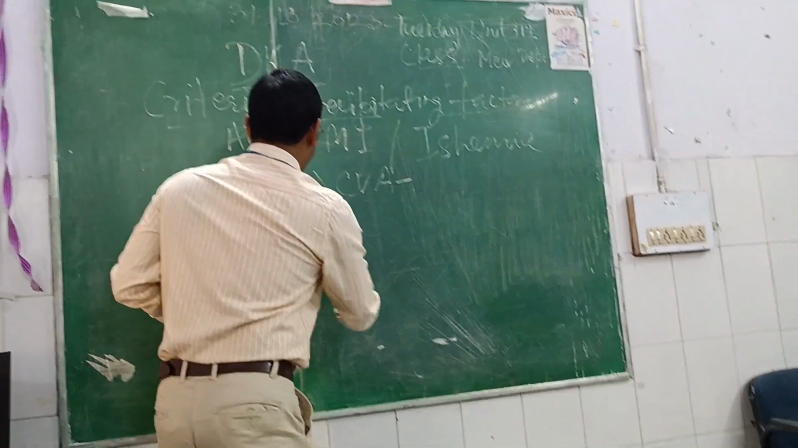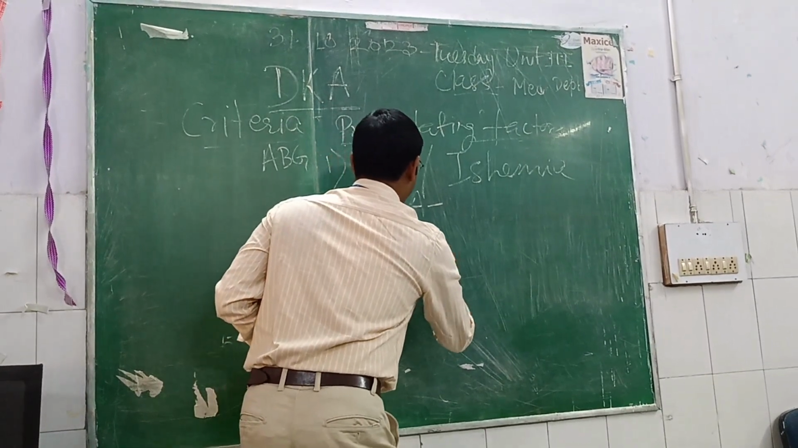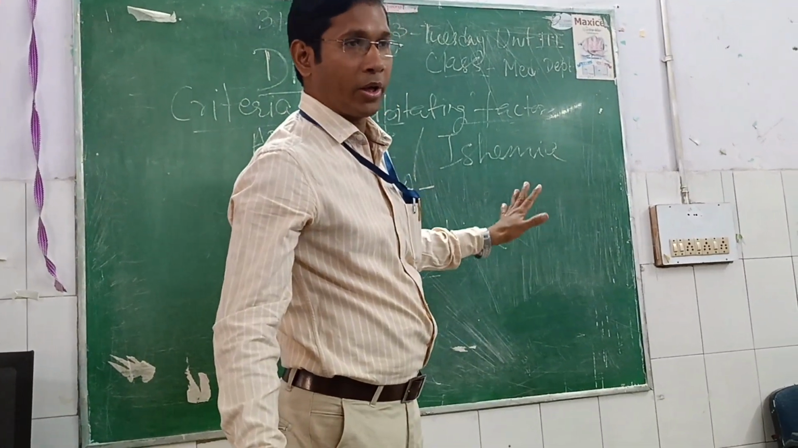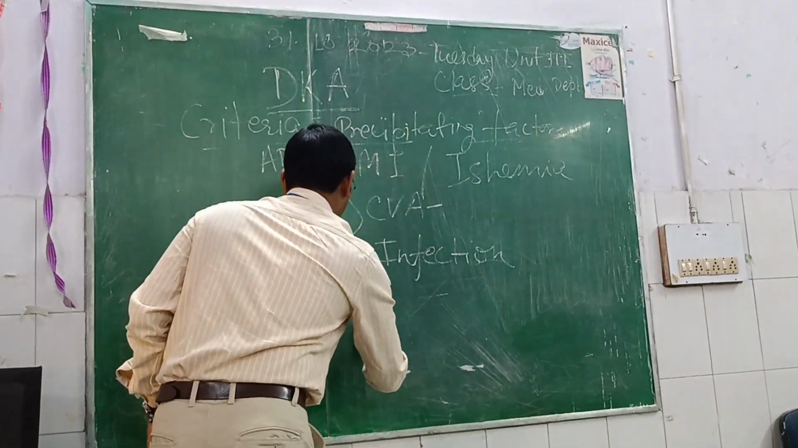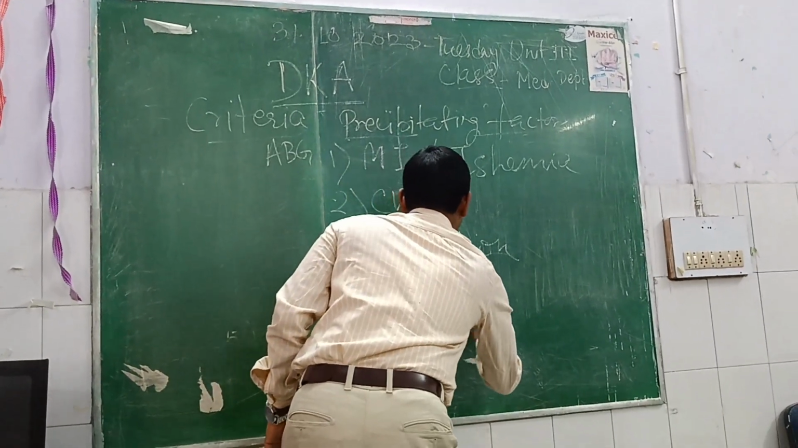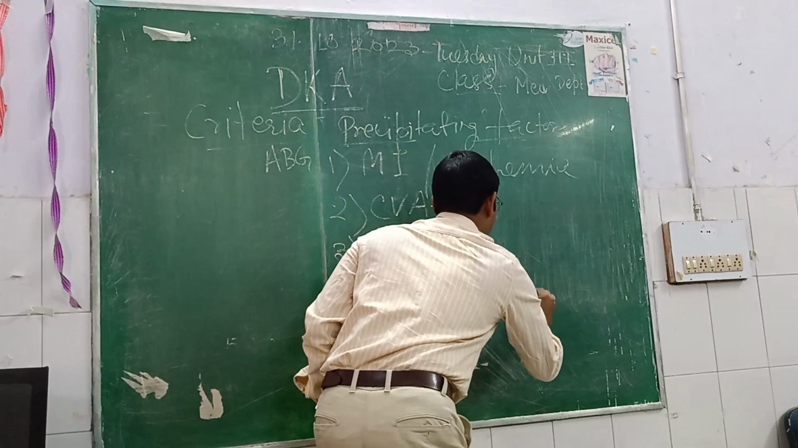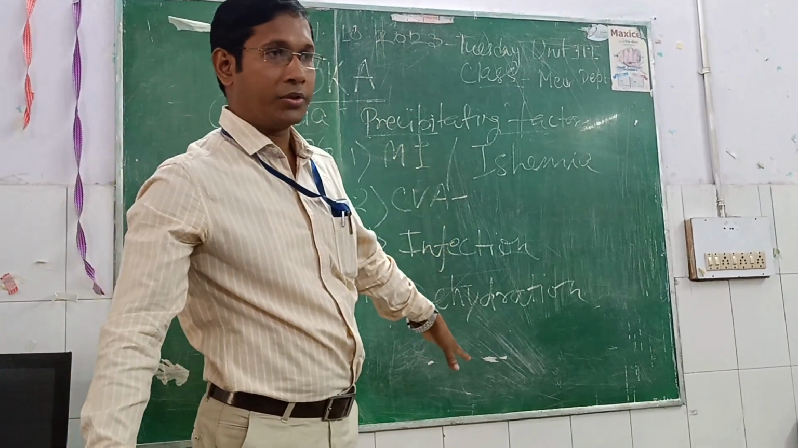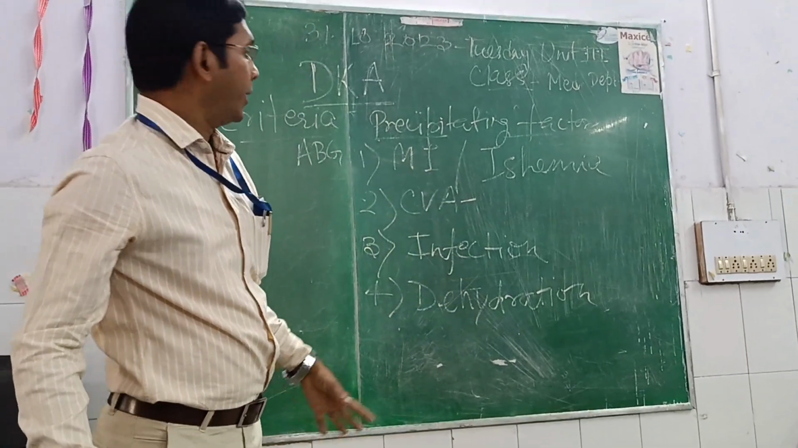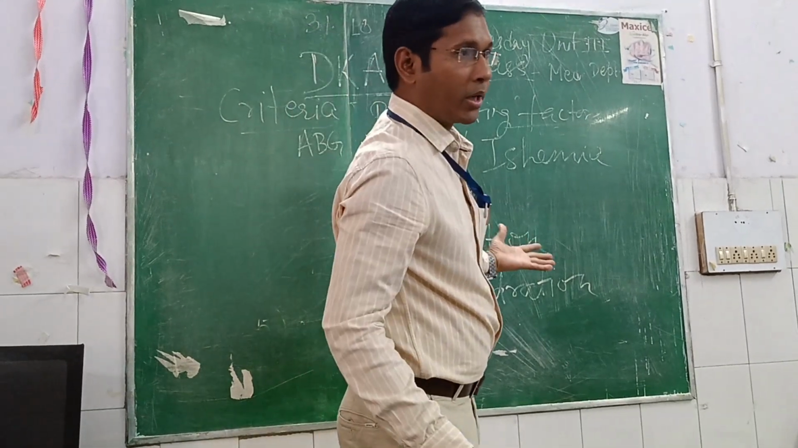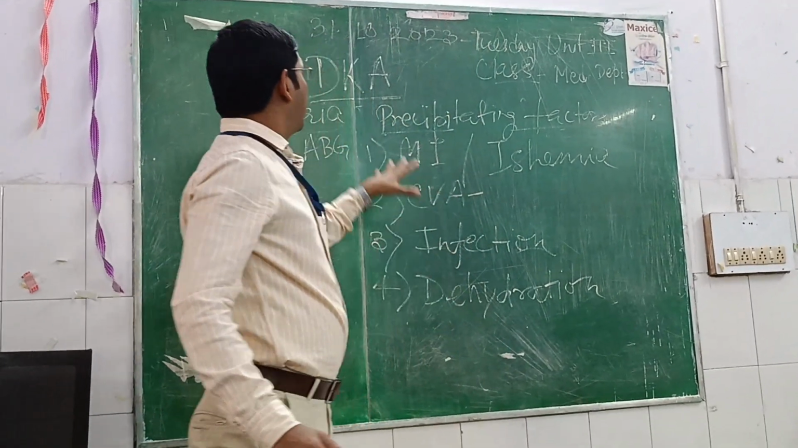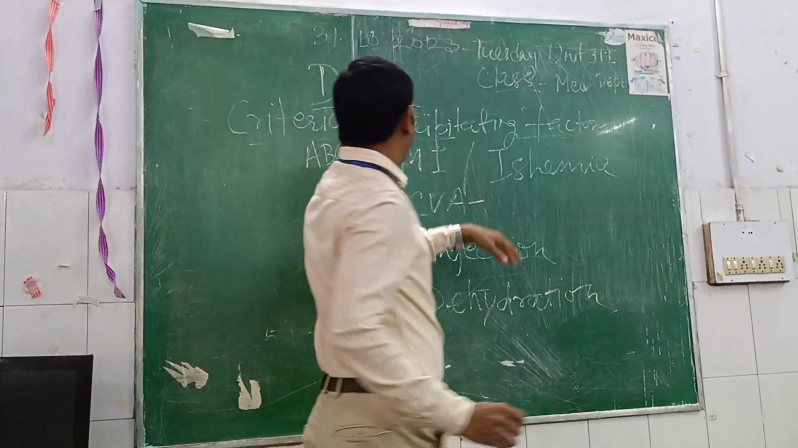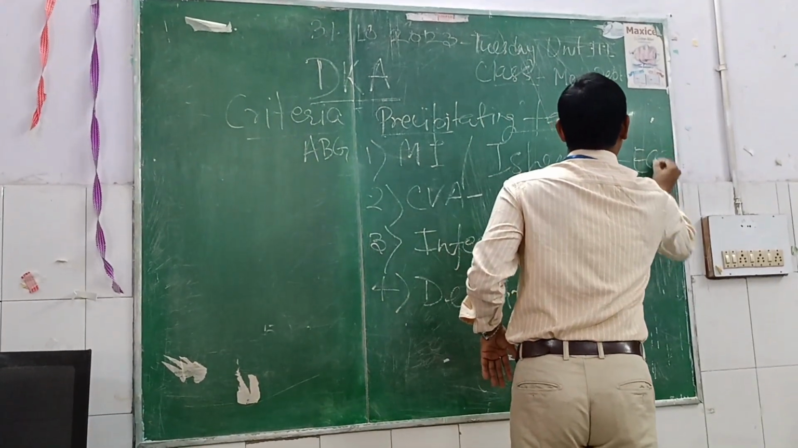Number 3, infection. The patient is a diabetic patient who is febrile, meaning thereby there is some infection. Dehydration. So these are important things, practical things which you can easily gauge in your clinical practice, and you can rule out whether the patient is having these precipitating factors like myocardial infarction or ischemia. You can do it with the help of ECG.